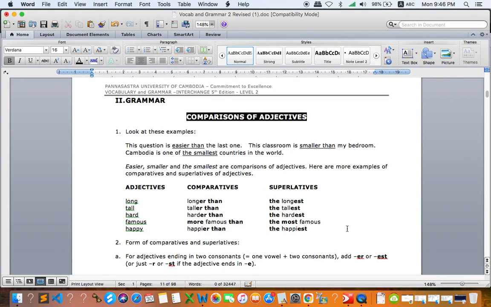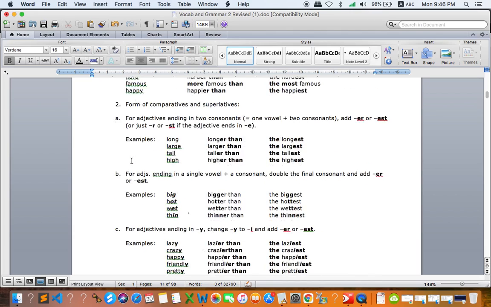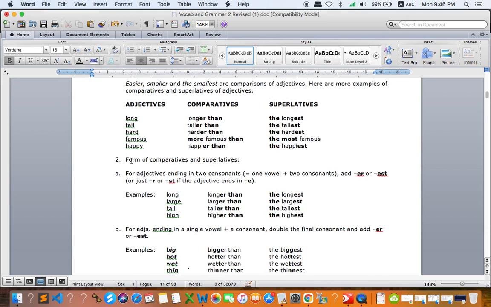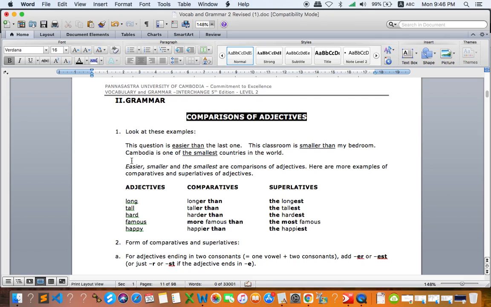As you can see right here, we have number one, two, three, things like this. Not really three, just only one and two. Combine only one and two. So now let's get started with the first one. Look at these examples. This question is easier than the last one. This classroom is smaller than my bedroom. Cambodia is one of the smallest countries in the world. Easier, smaller, and smallest are comparisons of adjectives. When you talk about smaller and easier, we call it the comparative adjective, and the smallest is the superlative adjective.